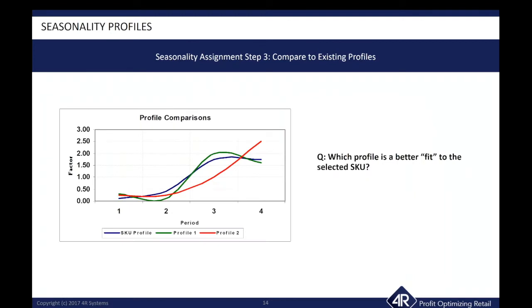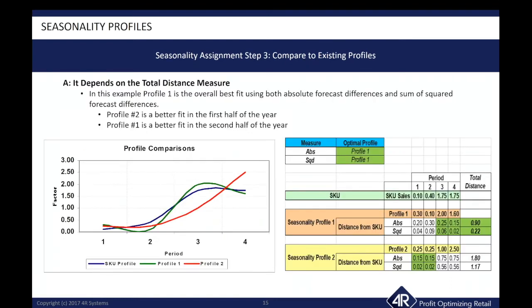So here we will walk through an example where we compare a SKU profile to two potential seasonality profiles using the two different distance measures. The calculated SKU profile is represented in blue, and the question is, which profile is a better fit for the selected SKU? Is it profile 1, which is represented in green, or is it profile 2, represented in red? So the answer is that it depends on the total distance measure.